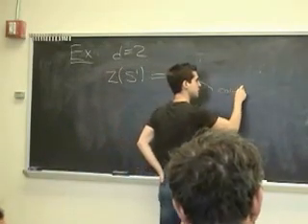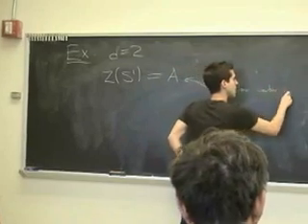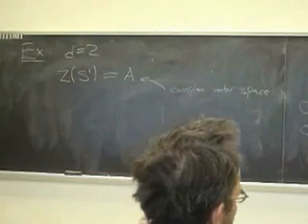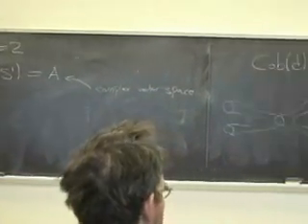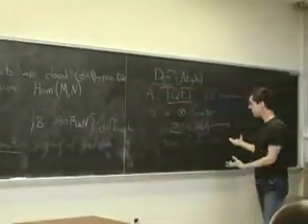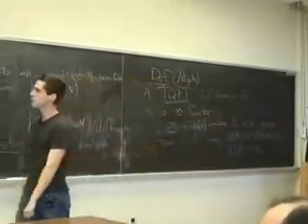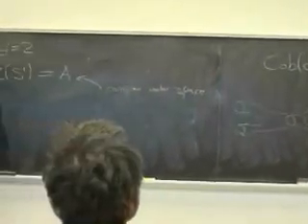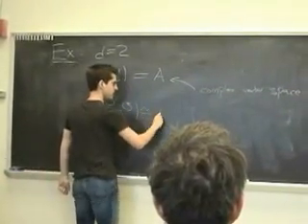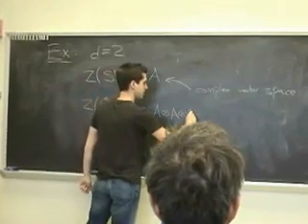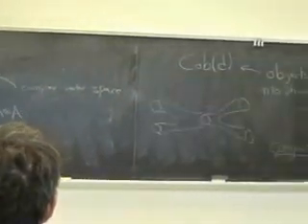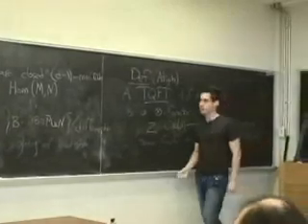So A is a complex vector space. And once I know A, I actually know what Z does on all objects, because every closed one manifold is just a disjoint union of finitely many circles. And remember, Z is required to be a tensor functor. It's required to take disjoint unions to tensor products. So for example, if I wanted to evaluate Z on 3 circles, then I would just get the tensor product of 3 copies of A. Of course, we're not done. Z is a functor, so we don't just have to say what it does on objects, we also have to say what it does on morphisms.